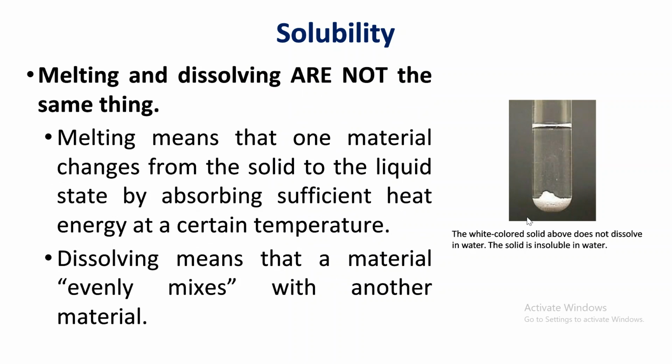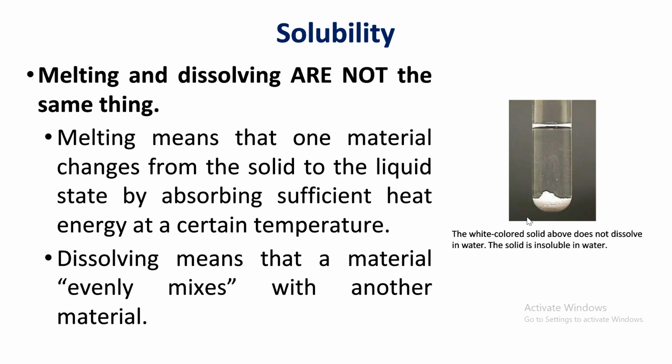So, another key distinction is that melting and dissolving are not the same thing. They sound similar, but they are very different. Melting means that one material changes from the solid to the liquid state by absorbing enough energy at a certain temperature. That's melting. For example, when you go from ice to liquid water, that's called melting. And that's only one material. You go from ice, which is water, to liquid, which is water. So you go from water to water, that's melting.